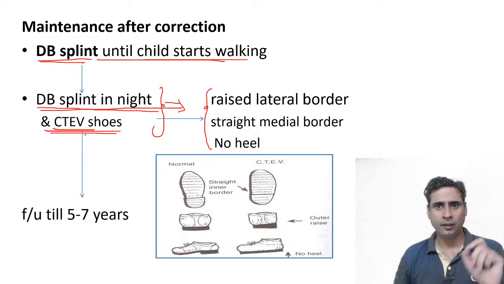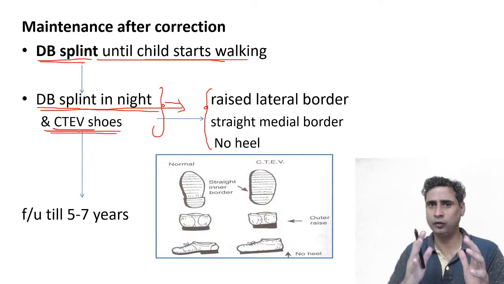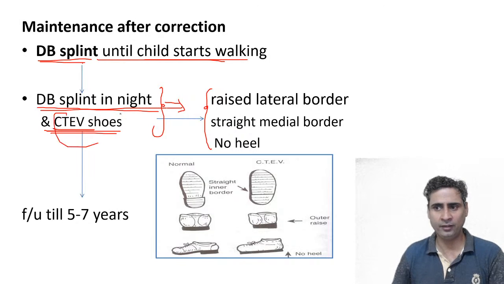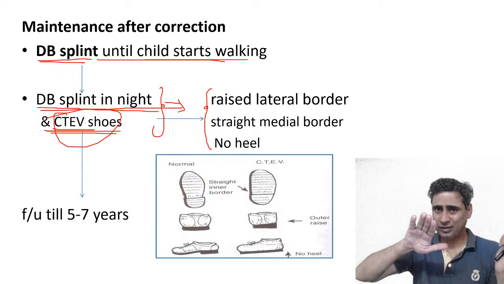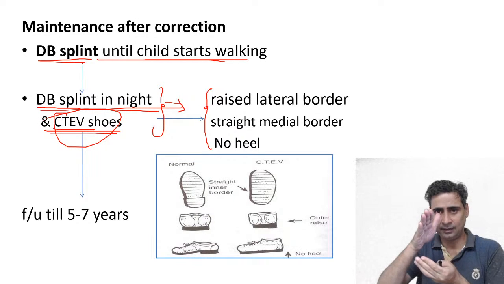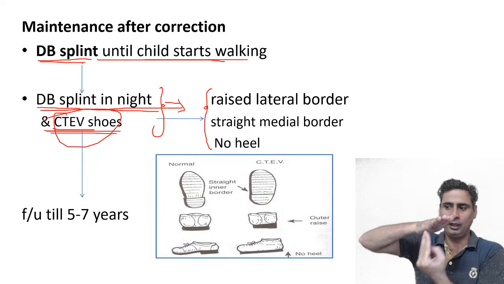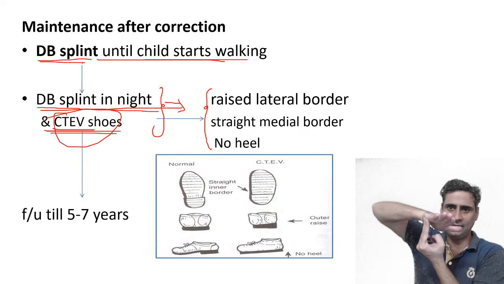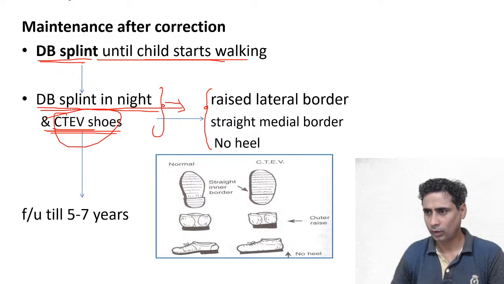The CTEV shoe we have given to maintain the correction. We have achieved the correction. Now we don't want those deformities to recur. So we want to prevent recurrence. For that we have given CTEV shoes. So what was there in the CTEV foot? There was inversion like this. If this is the lateral side, this is medial, this is inversion. If on the lateral side we give some raise like this, there will be prevention of recurrence of inversion. Inversion will not occur. So that is why we give a raised lateral border to prevent recurrence of inversion.